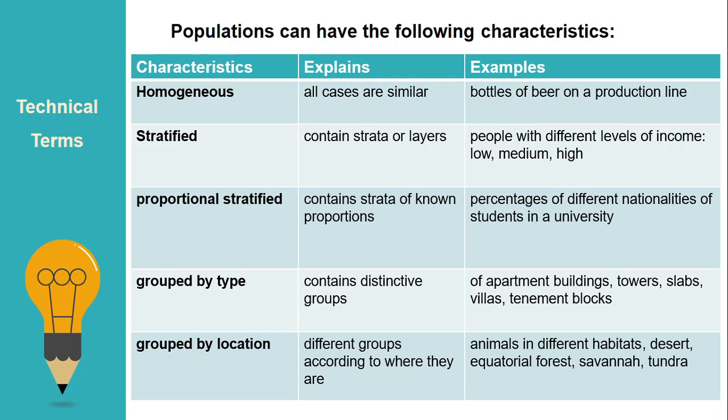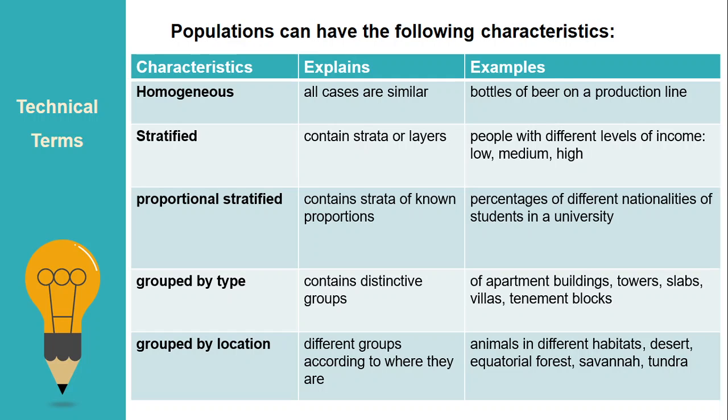The other is stratified. They contain strata or layers. They are in different layers and different ranks. So, people with different levels: different income, low income, medium income, high income, and also bachelor level, master level, and PhD level. These are examples of the stratified.